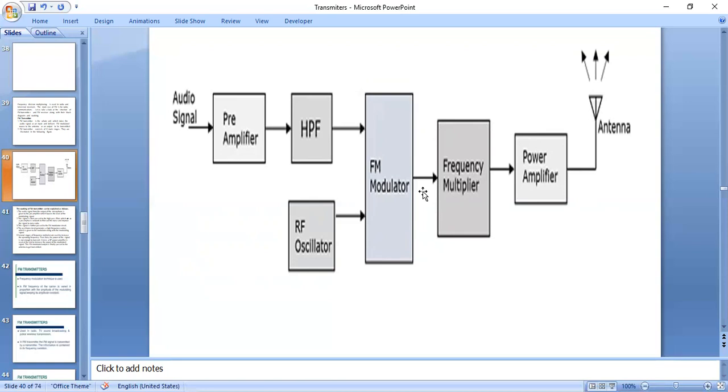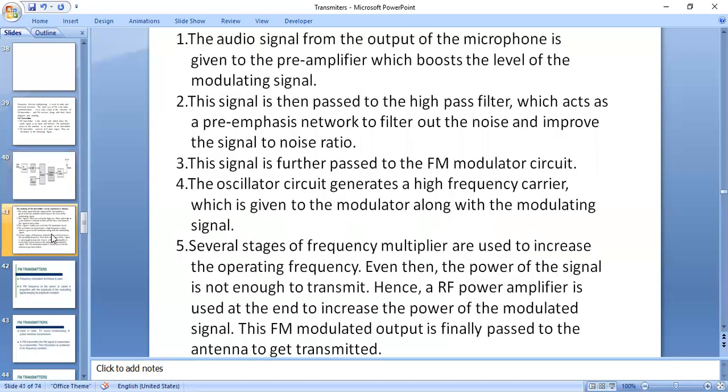That is, the frequency modulated wave we get at the output. After that, this frequency modulated wave is passed through the frequency multiplier sections. If the operating frequency is not enough, we use frequency multipliers, and the number of multipliers used depends on the requirement. After that, the FM signal is passed through the power amplifier section. If the modulated signal power level is not sufficient, it is amplified by the power amplifier so that it can travel long distances. After that, it is given to the antenna, called the transmitting antenna.